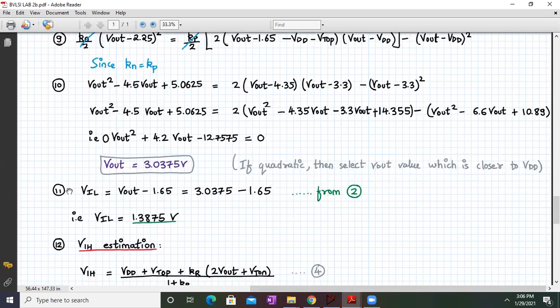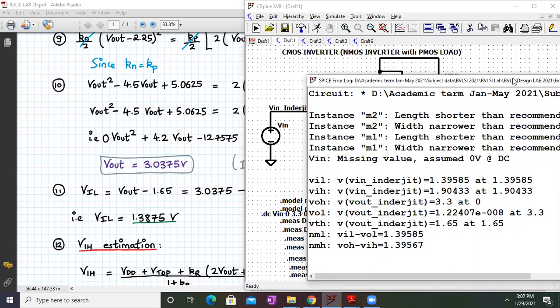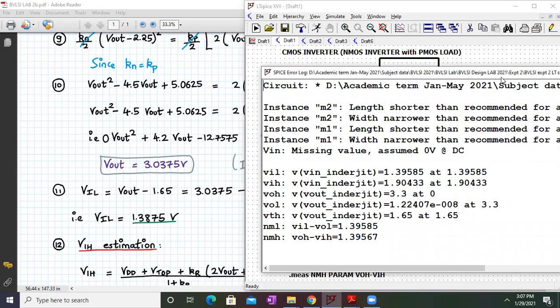And that value you substitute over here. VIL is V out minus 1.65 in this case. So I'm substituting and got the value of VIL as 1.3875. I think VIL is 1.395 something, close to that. So 1.3875 I got it.